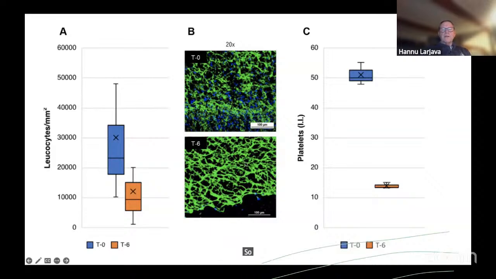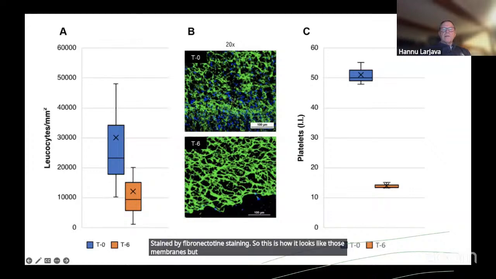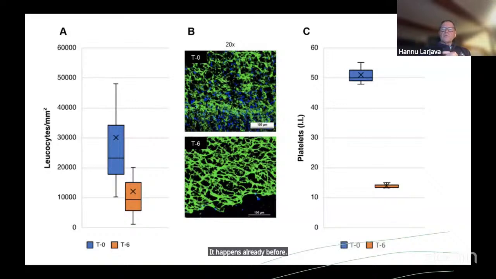So here you see the nice fibrin stained by fibronectin staining. So this is how those membranes look. But the blue ones are the cells, and there are very few cells when you let the blood sit in the tube, because it starts coagulating before you centrifuge. So it doesn't happen in the centrifuge, it happens already before. So you lose many of the cells that are present in those tubes.